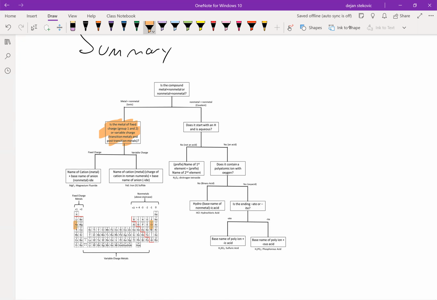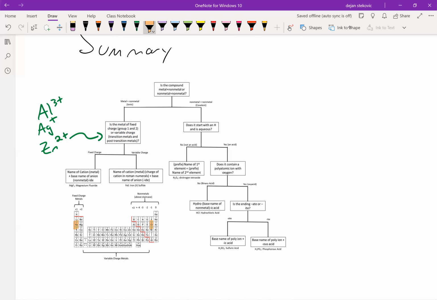The next question that we have to ask ourselves is, is the metal of fixed charge? So that includes group 1 and 2. And then there are, of course, some other exceptions. Aluminum is always aluminum 3+, so that's also fixed charge. Silver is always Ag+, and then zinc is always zinc 2+, right? So that also goes in there. I don't want to include it because then it gets a bit wordy. Or is it a variable charge transition metal?